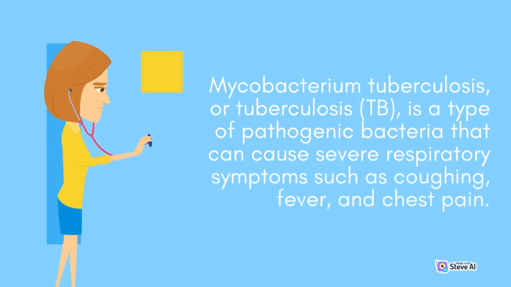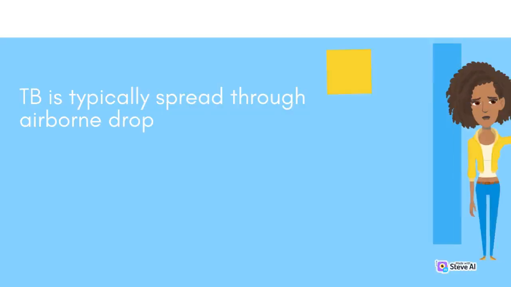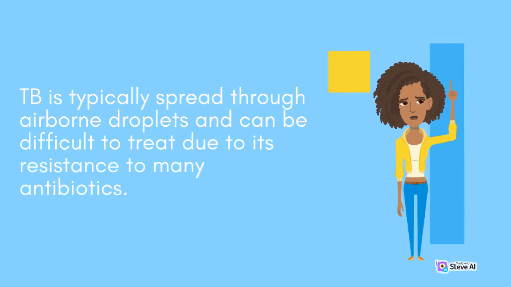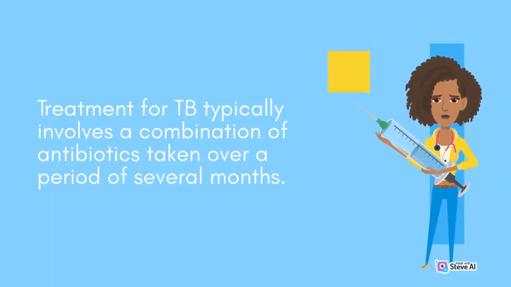Mycobacterium tuberculosis, or tuberculosis, TB, is a type of pathogenic bacteria that can cause severe respiratory symptoms such as coughing, fever, and chest pain. TB is typically spread through airborne droplets and can be difficult to treat due to its resistance to many antibiotics. Treatment for TB typically involves a combination of antibiotics taken over a period of several months.